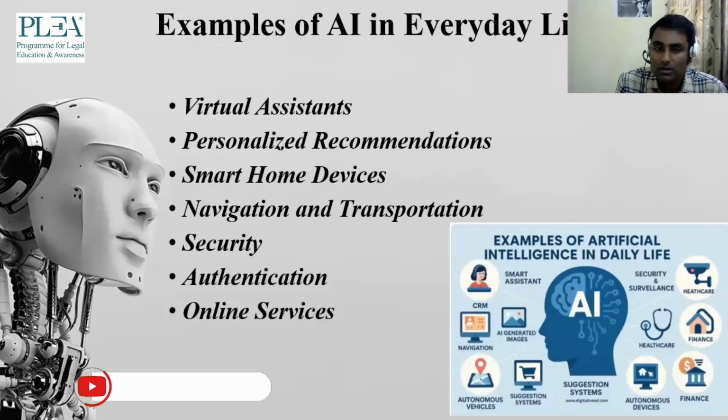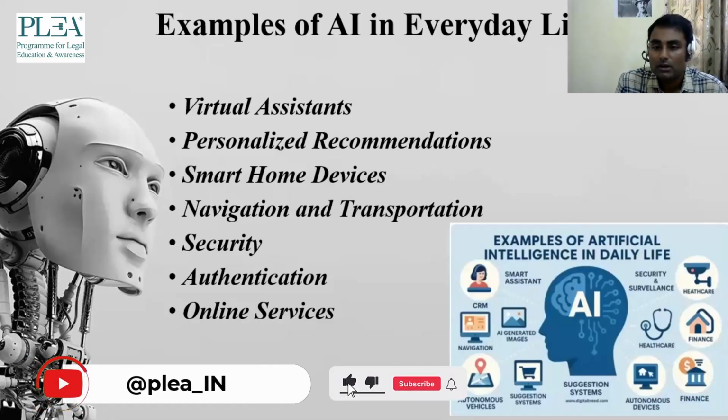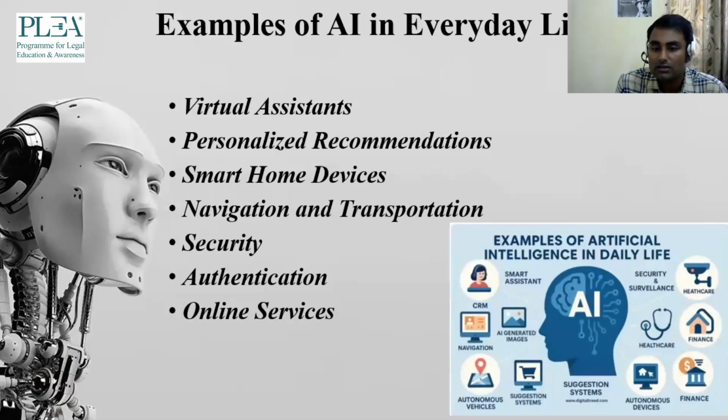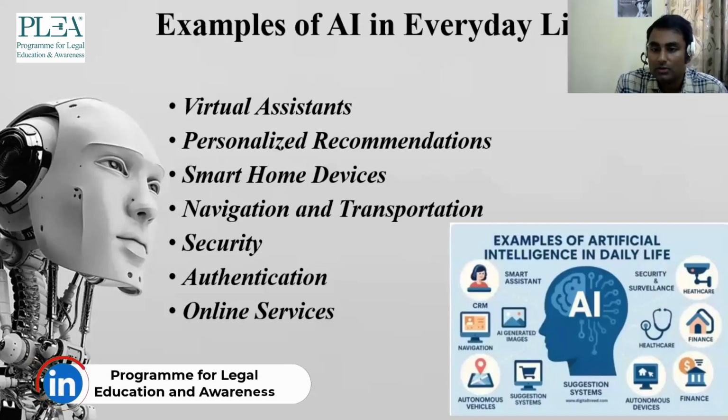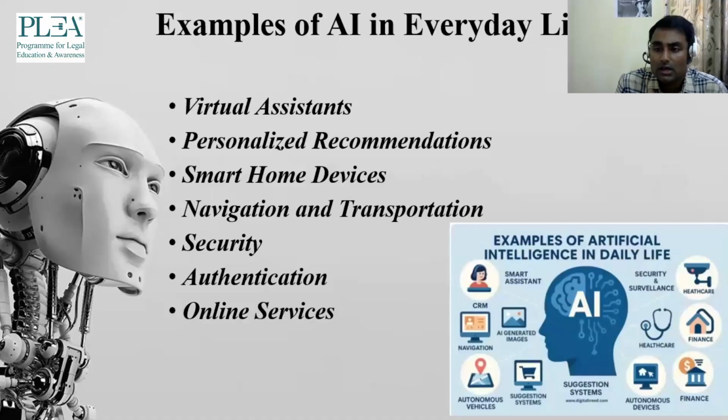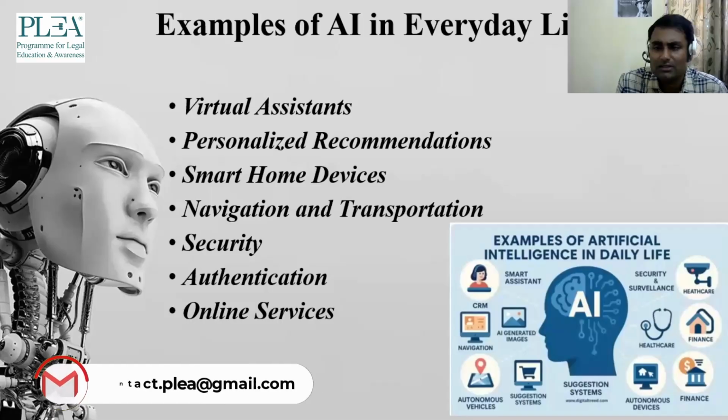And it is not limited to this much. We can go through the use of AI in various other structures of life. AI-generated images, autonomous vehicles, suggestion systems, security and surveillance, healthcare and finance, then autonomous devices. All these come into the examples of artificial intelligence, and many more, healthcare and agriculture, drone technology. Everything is connected to this part of AI.